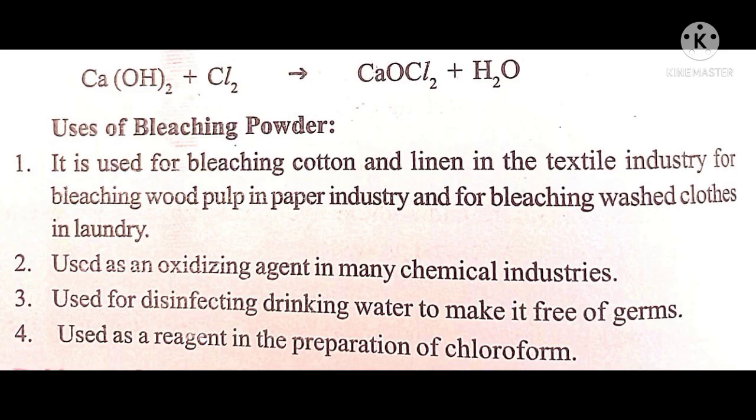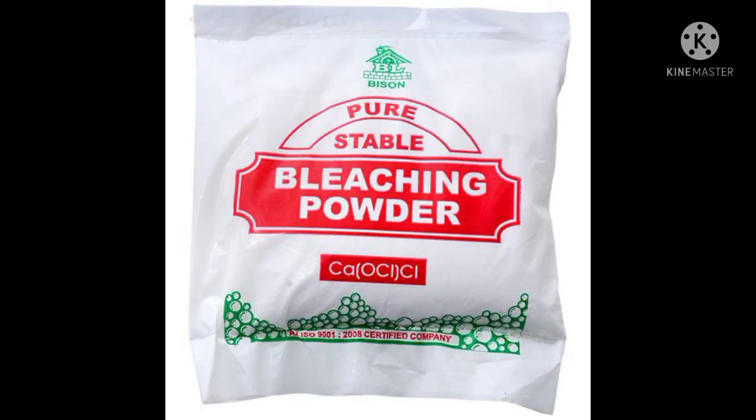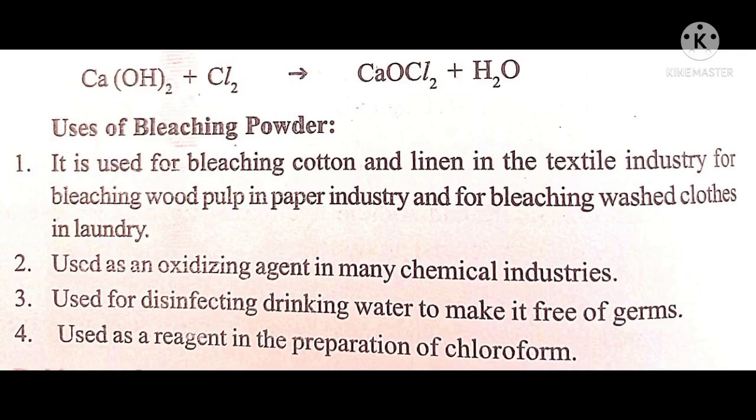Next one is bleaching powder. It comes many times in public examinations. So, my dear students, listen carefully and write important points. Its formula is CaOCl2. Its chemical name is calcium oxychloride. Preparation: calcium hydroxide reacts with chlorine to form calcium oxychloride, known as bleaching powder, and water.